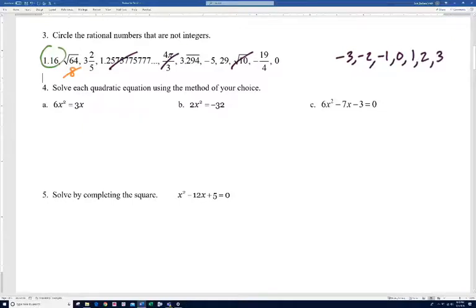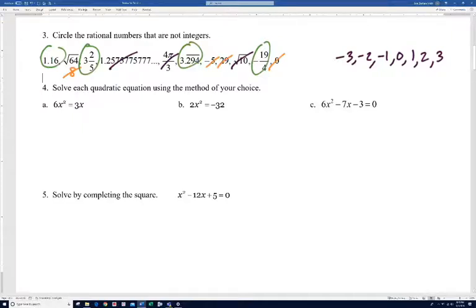And so 3 2/5, that's a good one. That's definitely not an integer. Same with 3.294, so the 294 repeats. Notice negative 5 and 29 are integers, so we'll get rid of those. Negative 19/4 is rational but not an integer. And then finally 0 is certainly an integer. And so these are the ones in green here. The ones that I circled are the ones that are rational numbers but not integers.